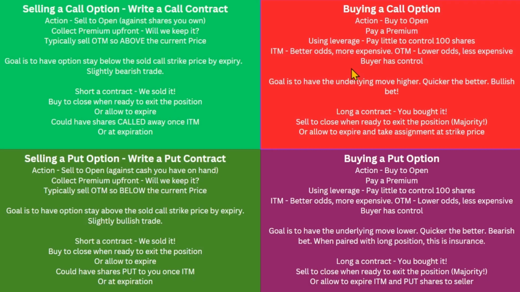So we're going to work in a clockwise fashion because that makes sense. So we're going to talk about buying a call option, then buying a put option, then selling a put option, and then selling a call option. And those are our four building blocks. So let's start up here. Let's zoom in a little bit. Let's talk about buying a call option.